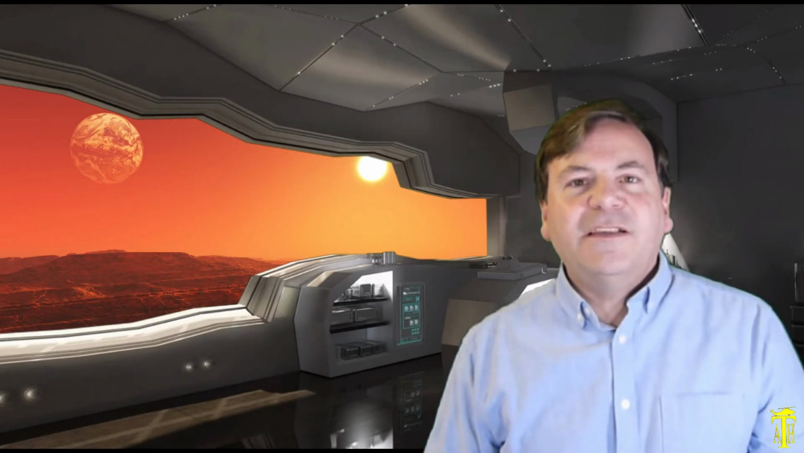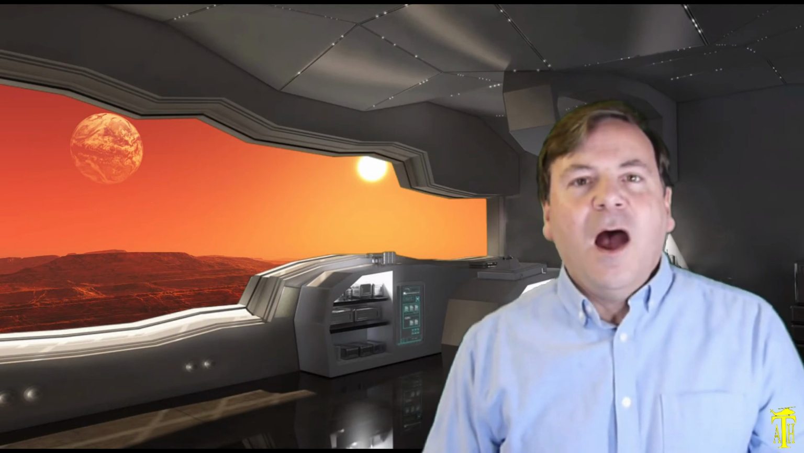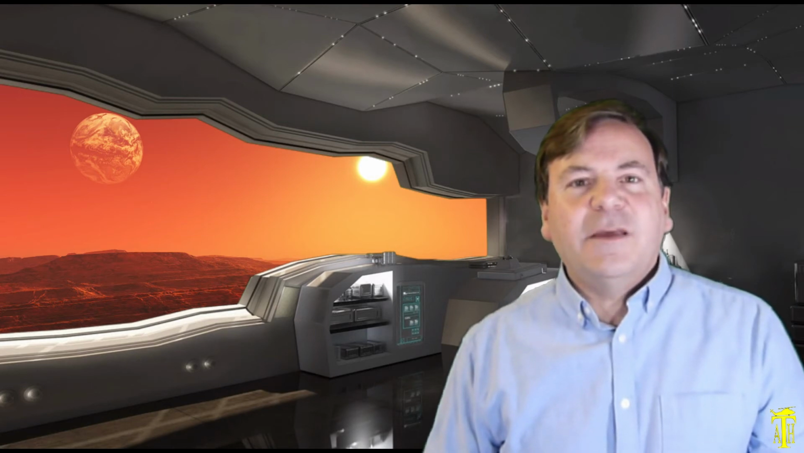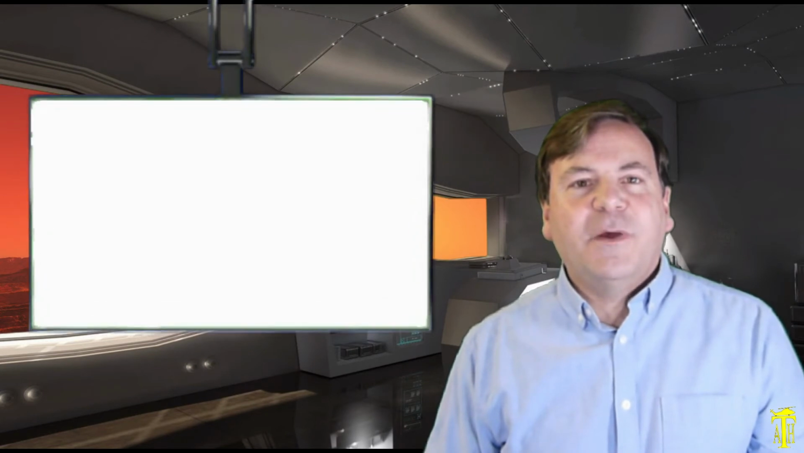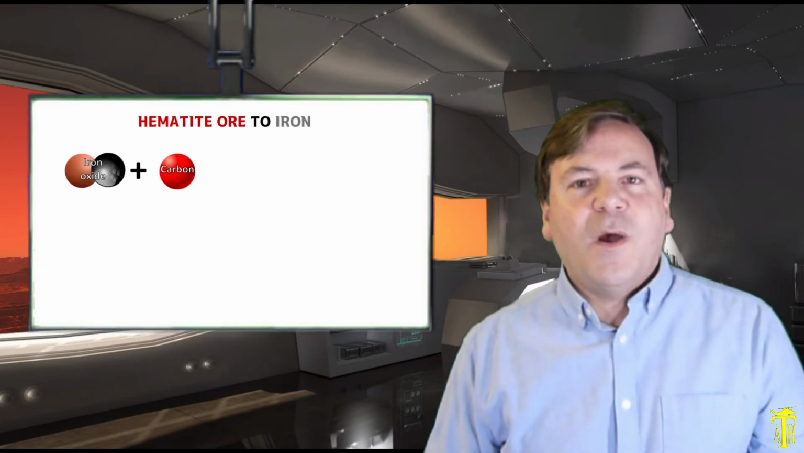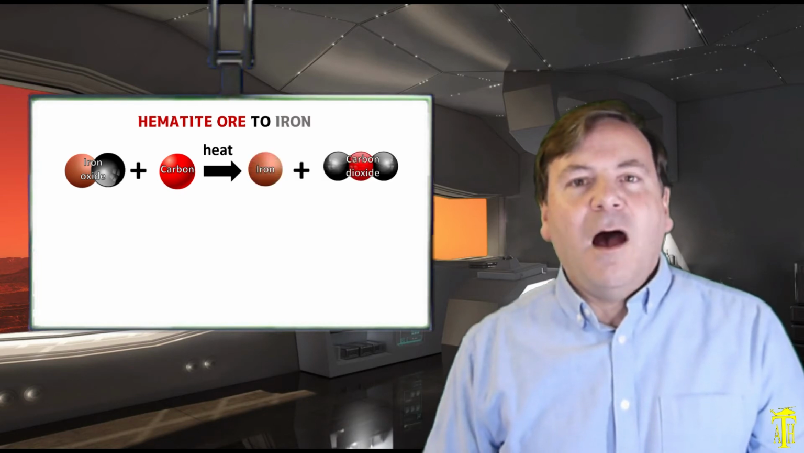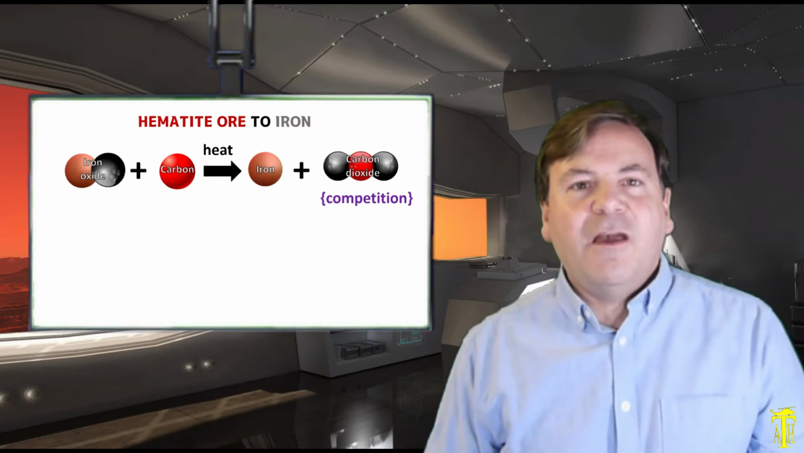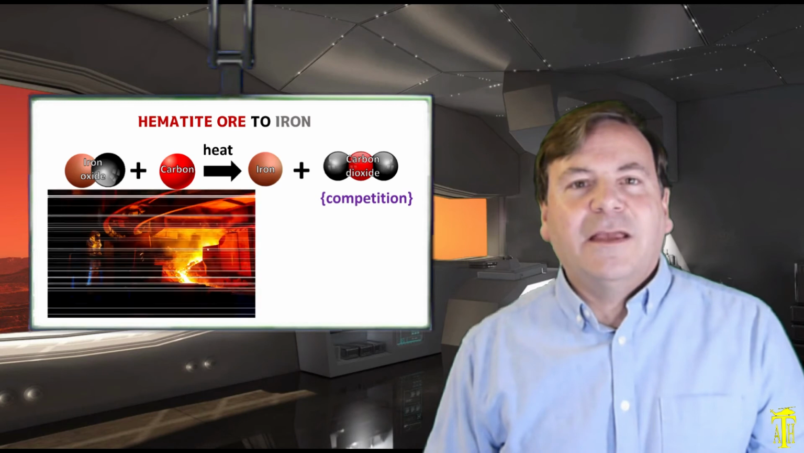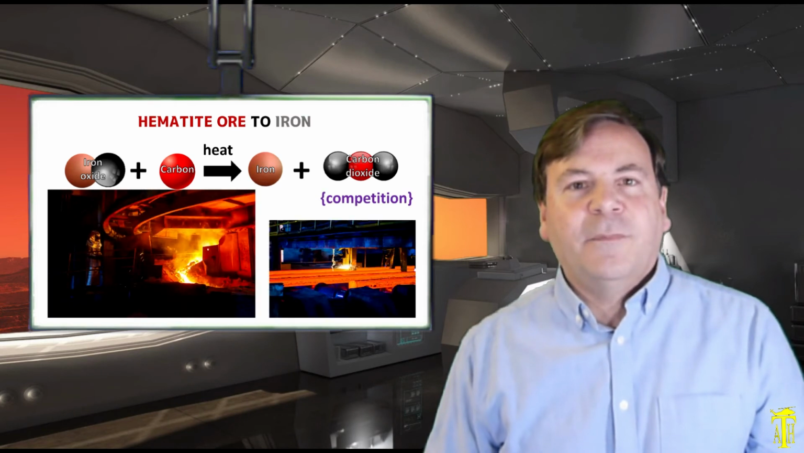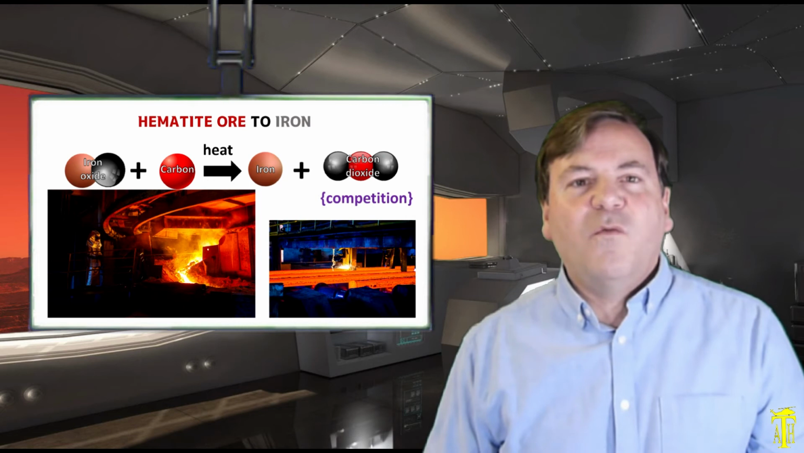Smelting with carbon is also used to extract iron from its ore, hematite. Iron is found in the ore as iron oxide. So a simple competition reaction can be used to extract the iron. The word equation is iron oxide plus carbon goes to, with heat, iron plus carbon dioxide. If the reaction is carried out at a very high temperature, then molten iron collects at the bottom of the furnace. The melting point of iron is just above 1,500 degrees Celsius.